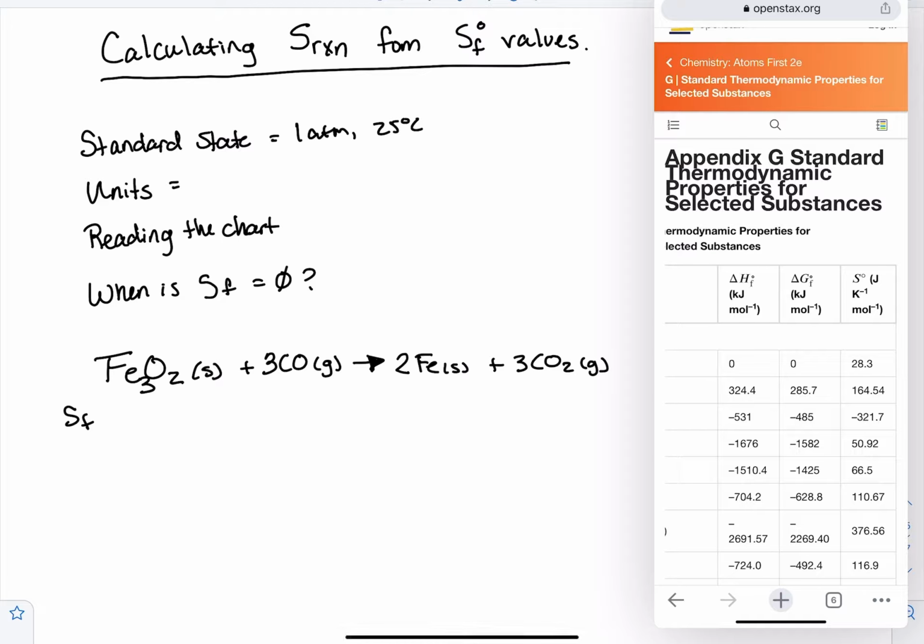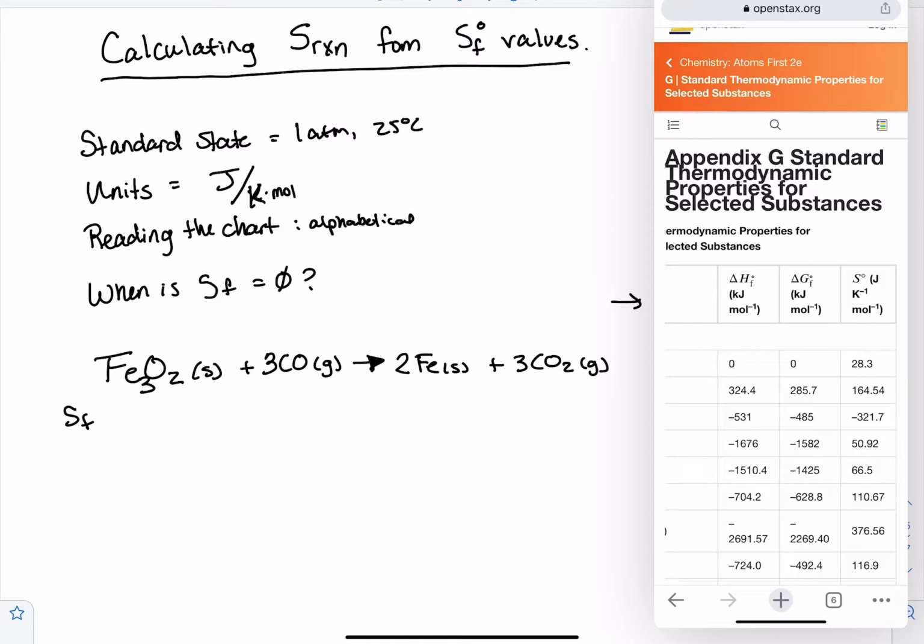The units, you can see at the top, if you look all the way over, it's joules. And that's different because H and G are kilojoules. So it's joules per Kelvin per mole. The temperature right there is an important part of entropy, because the higher the temperature of something, the more disorder it's going to have. And again, when you read the chart, it's alphabetical, but it's alphabetical by name.